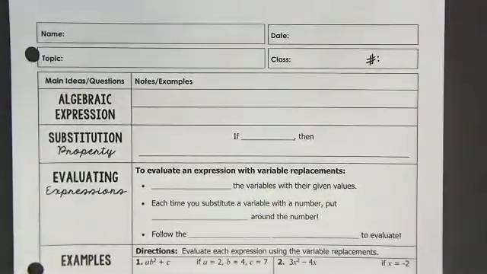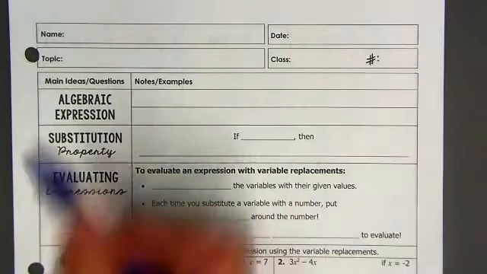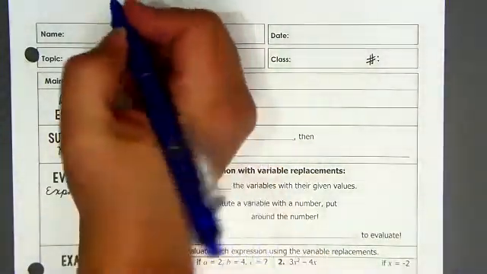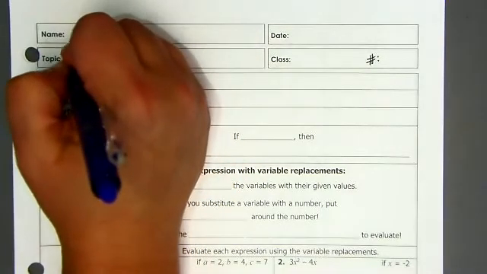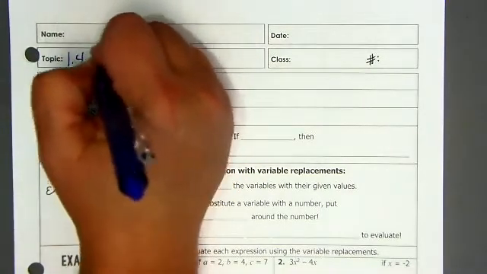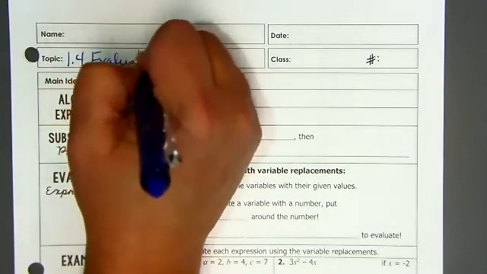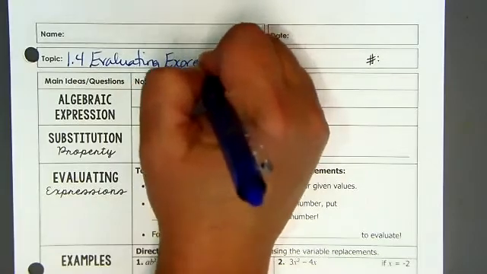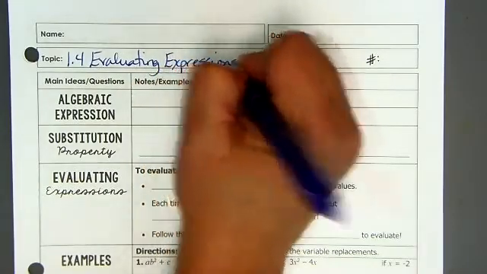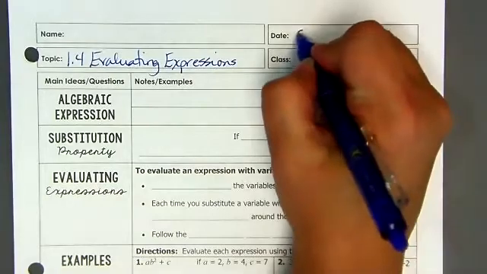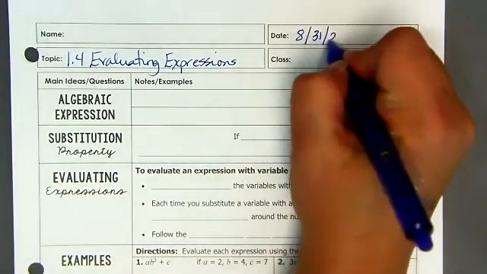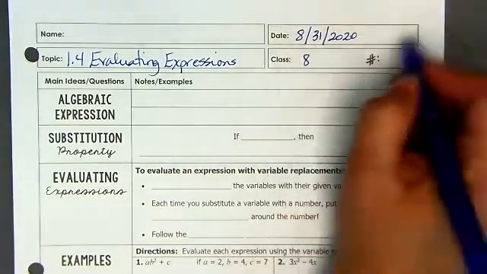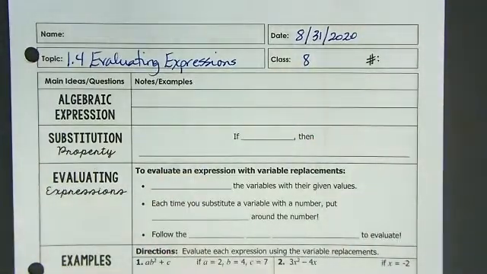Hello guys, we're going to go ahead and start today with making sure you fill out your paper. So you need to make sure you have this assignment right here, and so you're going to write your name. Your topic today is 1.4, evaluating expressions. The date is 8/31/2020. Your class, so it should be 8 something, A, B, or C, and then your student number. All right, so here we go.